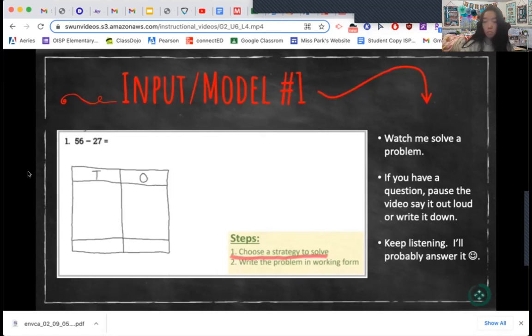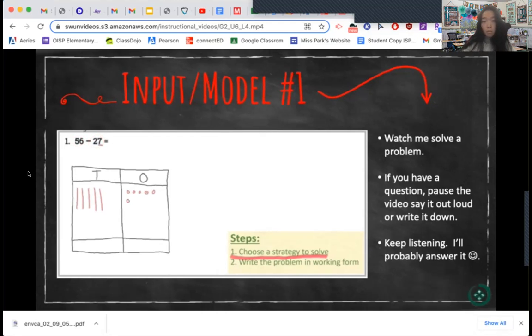Great. Now I need to draw my minuend, 56. 56 can be drawn with 5 tens and 6 ones. So here we have 1, 2, 3, 4, 5, 5 tens and 1, 2, 3, 4, 5, 6, 6 ones. Now we need to subtract our subtrahend, 27.